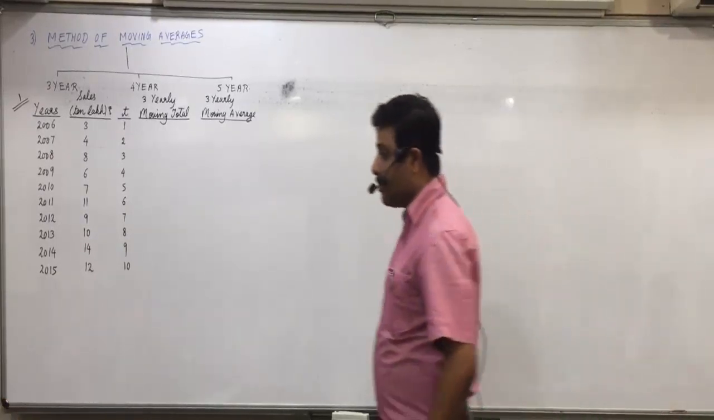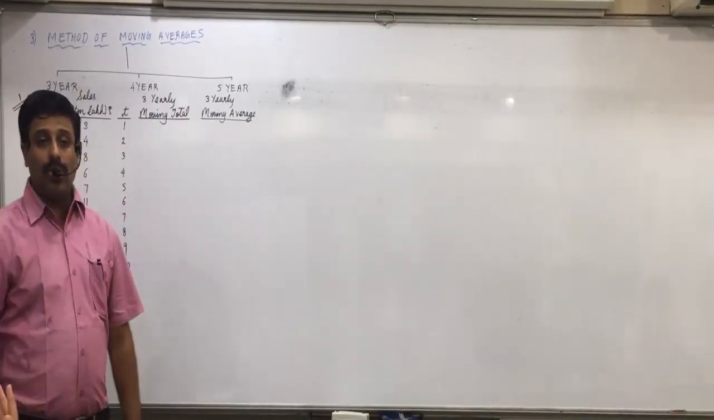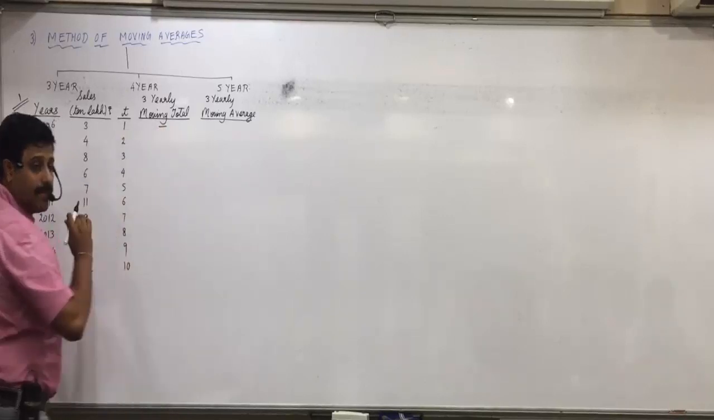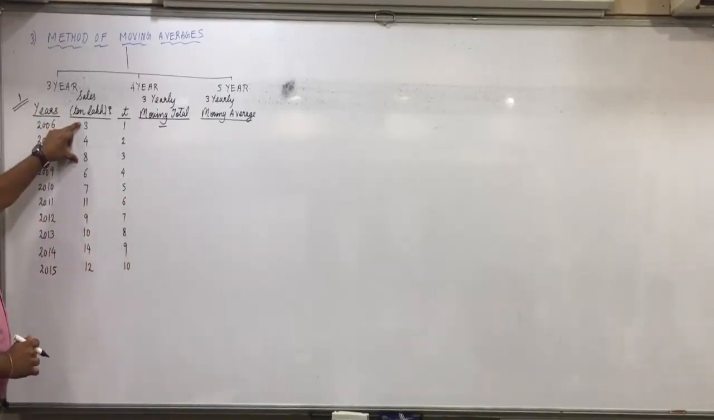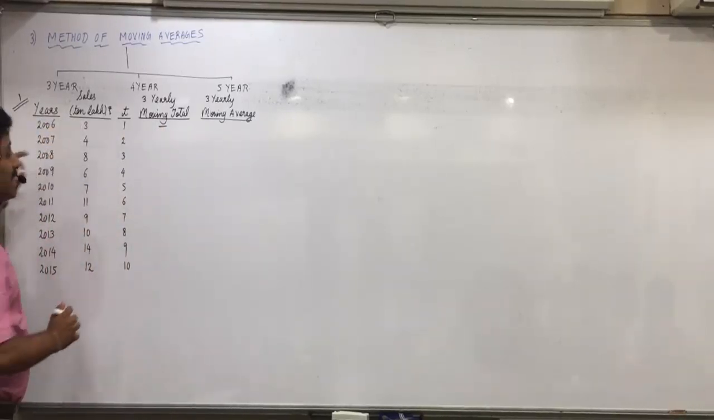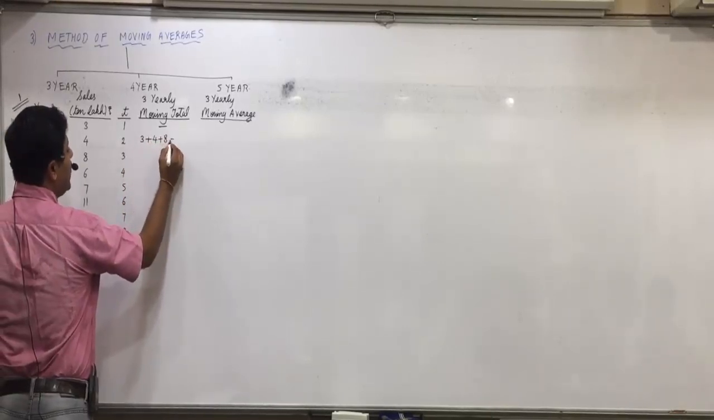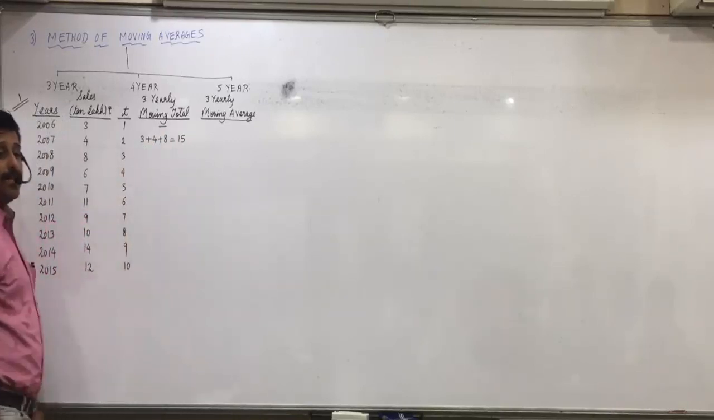Now listen carefully. We are supposed to do every 3 years total and write it in the middlemost year. Means, can I say first 3 years middlemost year is the second year? Yes or no? Yes. So first 3 years total we will write in the second year. Means first year will remain blank. First 3 years total: 3 plus 4 plus 8. You have to show the calculations. 3 plus 4 plus 8, 15. Write it in the second year.